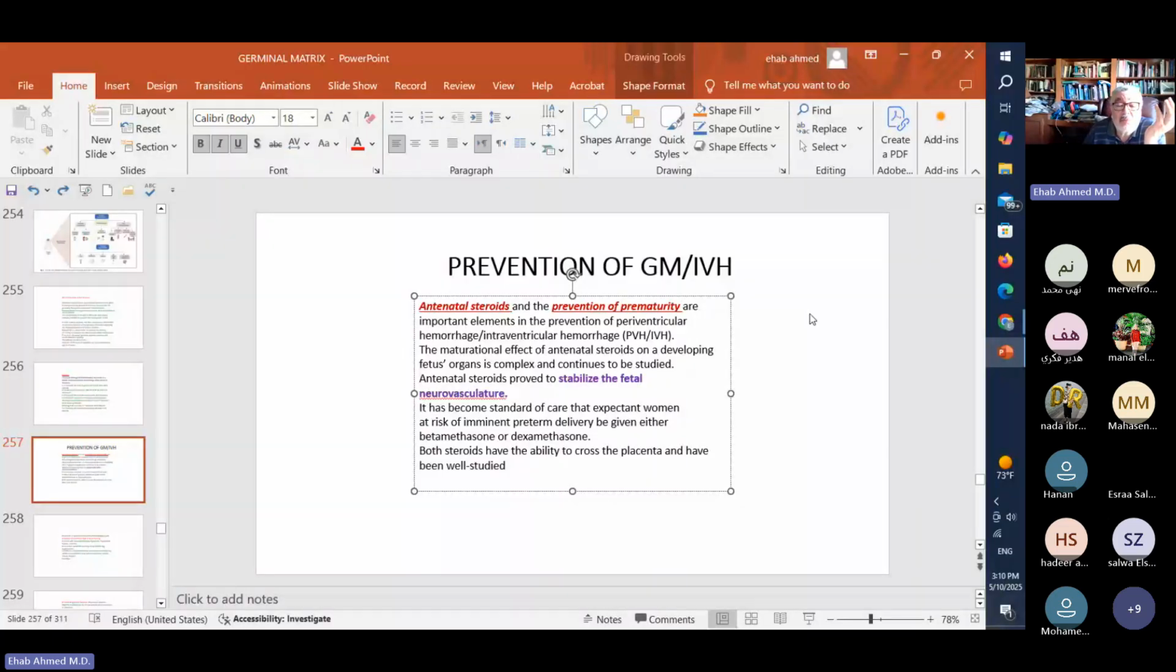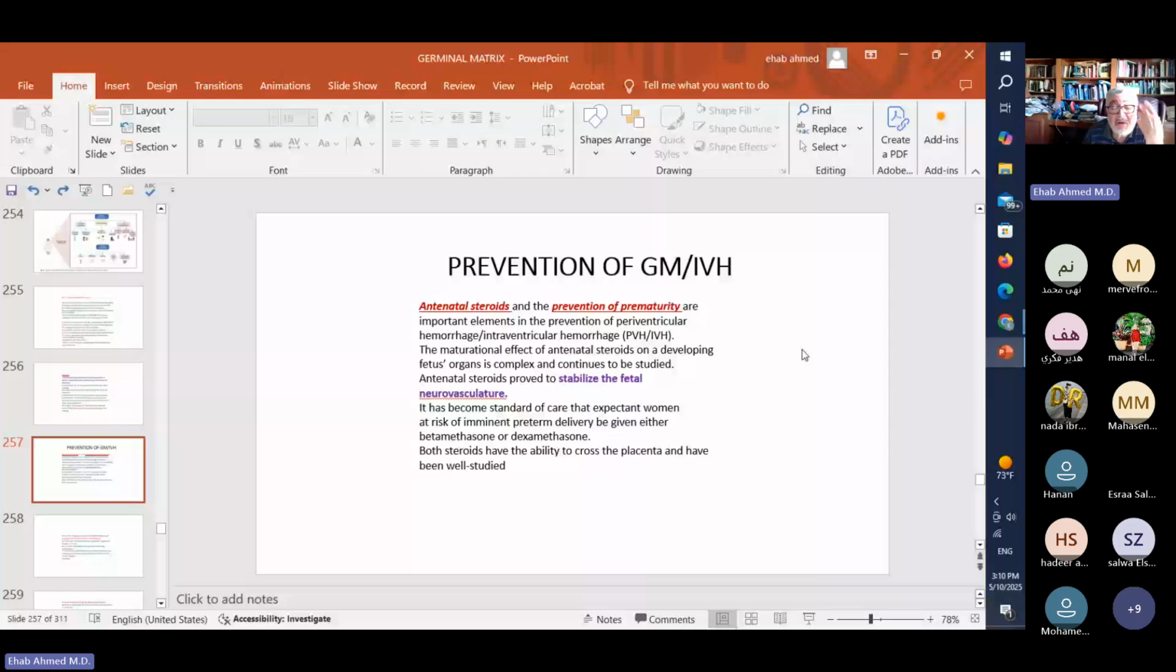Number two is the antenatal steroids. It's extremely important. Also, it is not in our hands, unfortunately. But if you have good communication and connections and chatting with our fetal-maternal guys, antenatal steroids is extremely important. It prevents GM-IVH, prevents NEC.